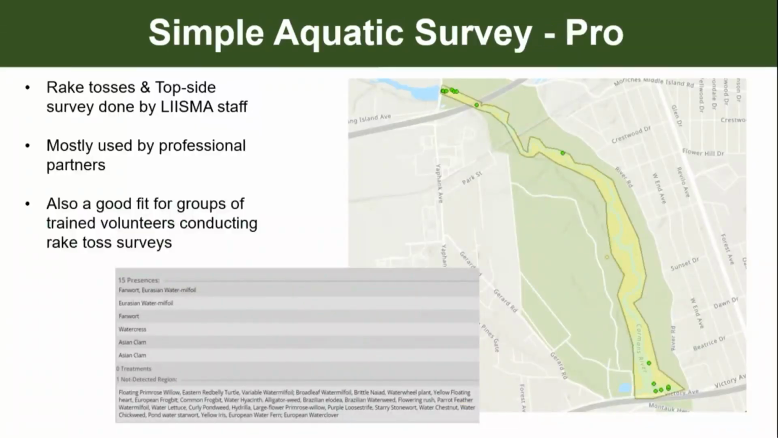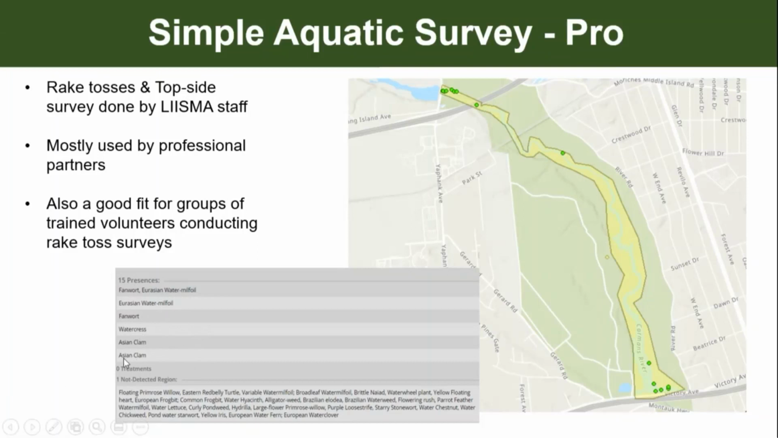And here's one example of how that's been used in Long Island. It's a rake toss survey done by LIMAIS staff. In this example, on a river in Suffolk County, you can see this big polygon, which is their searched area. And you can see these green points where they found species, and so there were 15 presences. I don't have all of them listed here because there's too many. It would take up a lot of the slide.